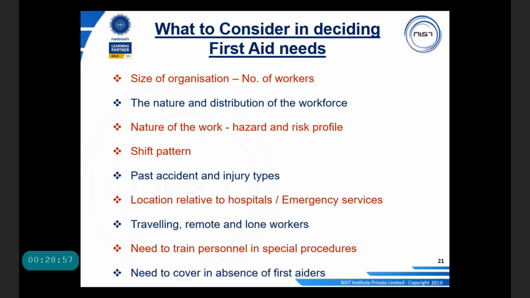The need to train people in special procedures. What is the training that you need to give for your first aider? You're considering that also. Need to cover in absence of first aiders, meaning first aiders can go on leave. So you need to have somebody who will take over when that particular first aider is not available. Okay, so you're going to consider that also when you're deciding on how many first aiders are required. What is the level of first aid provision required in your work? Okay, so that's about first aid. So we've come to the end of element 3.